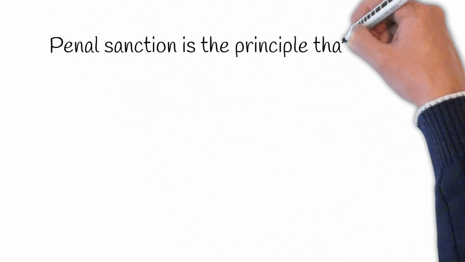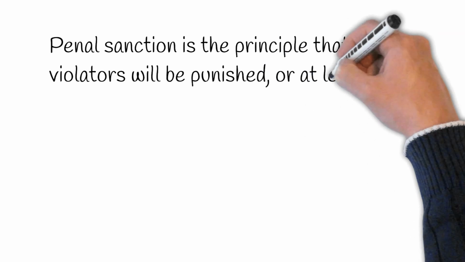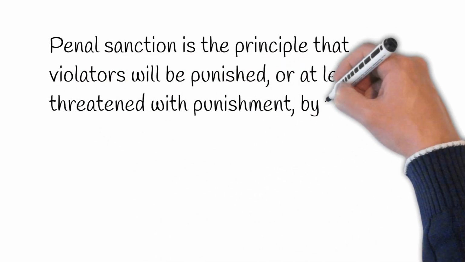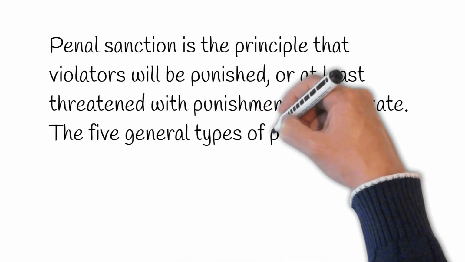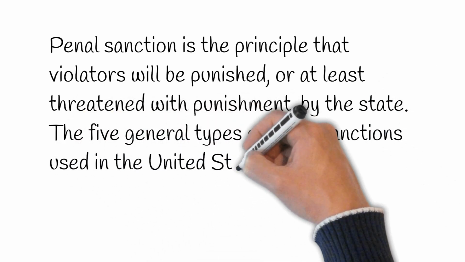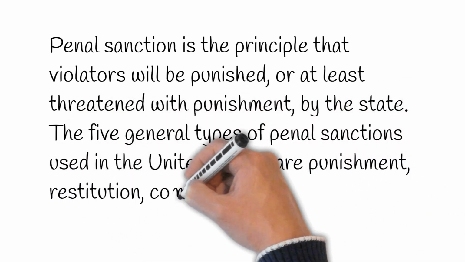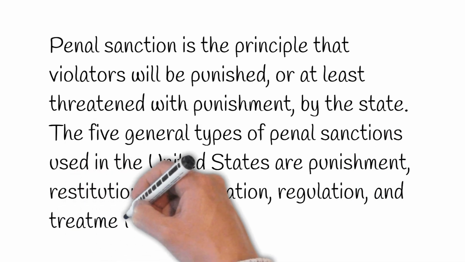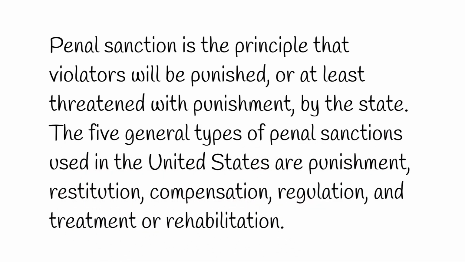Penal sanction. The last ideal feature of criminal law is penal sanction, the principle that violators will be punished, or at least threatened with punishment by the state. The 5 general types of penal sanctions used in the United States are punishment, restitution, compensation, regulation, and treatment or rehabilitation.